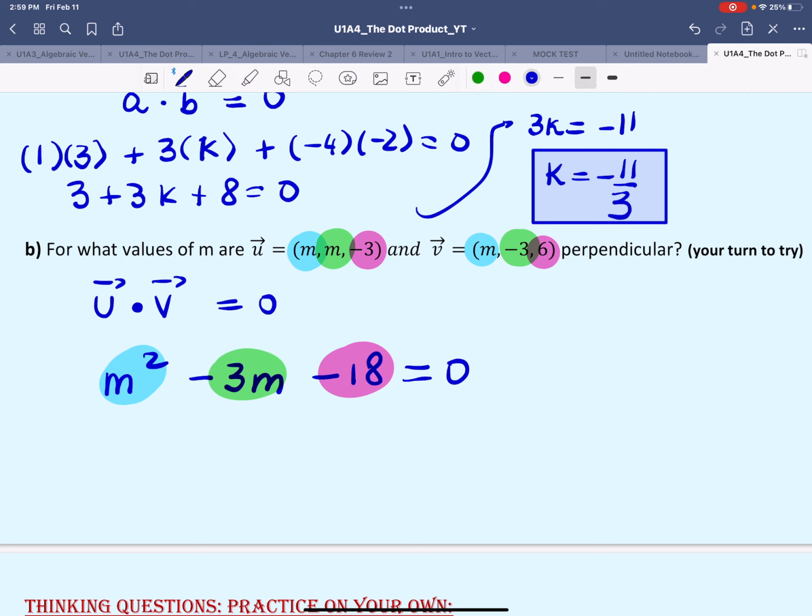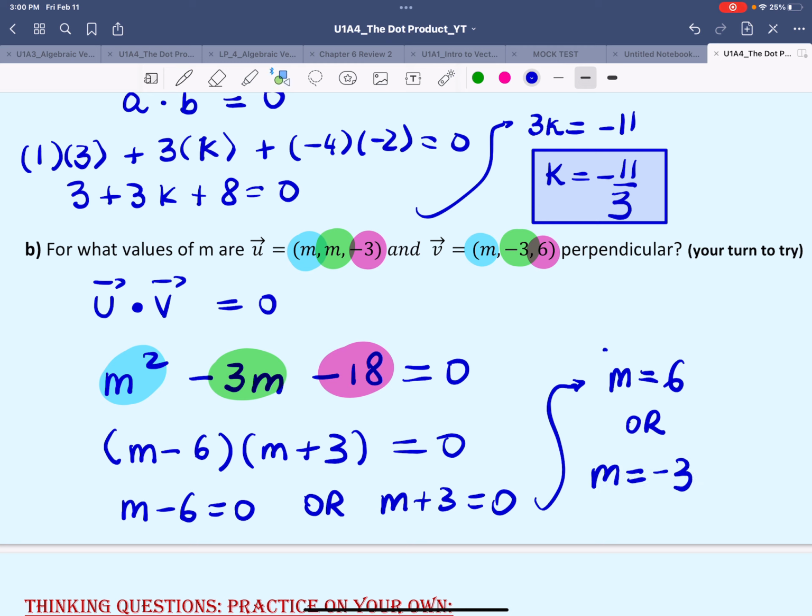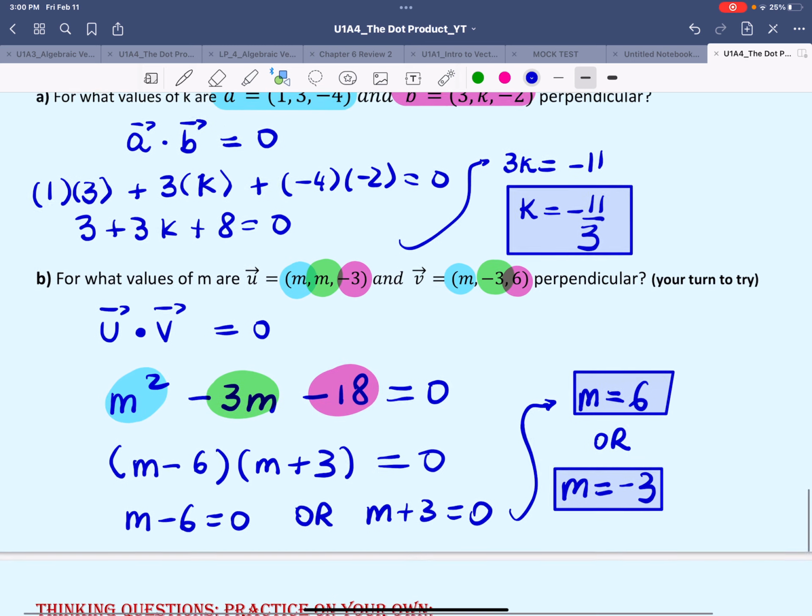Now we have to solve for m. As you can see, this is a quadratic equation. So we go m minus 6, m plus 3. Make each factor equal to 0, and from here, we're going to say that m equals 6 or m equals negative 3. And in this case, we found two possible values of m that can make the two vectors perpendicular to each other.